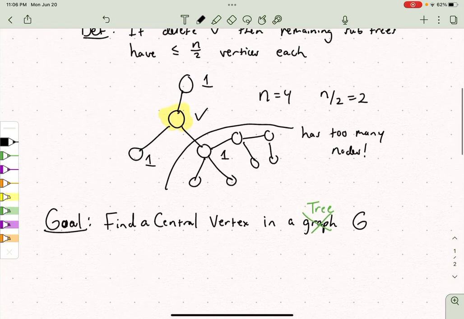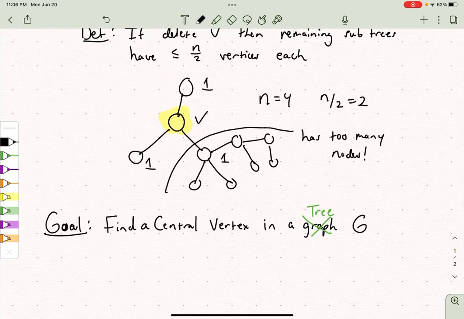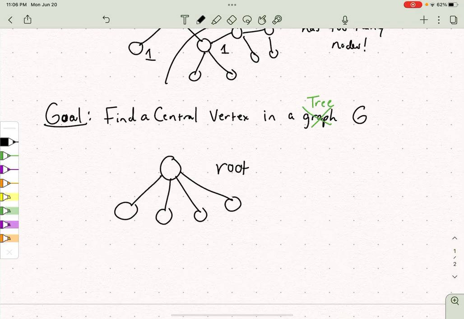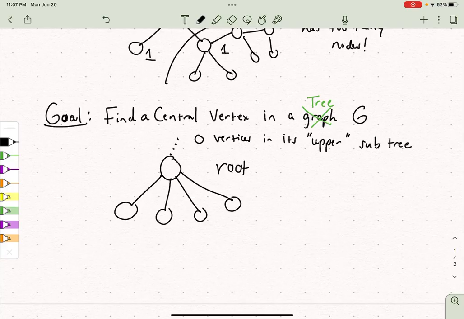So why do central vertices exist? Well, we can think of this by starting at the root. So if we look at the root, and the root has some number of children, we always know the root has 0 vertices in its upper subtree. So when we delete it, this region doesn't matter. There's always 0 vertices in the upper or parent subtree.